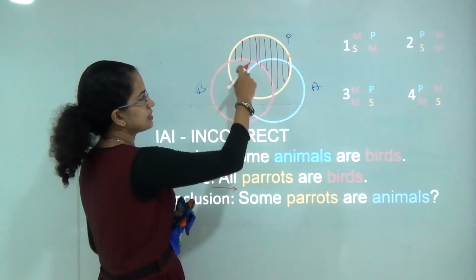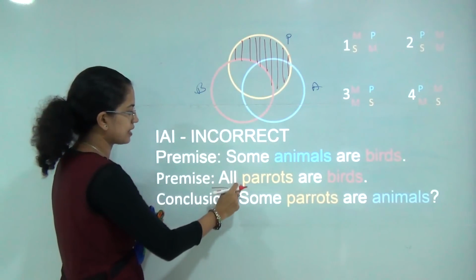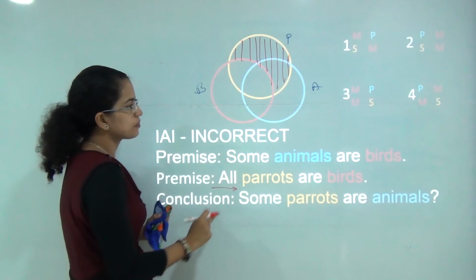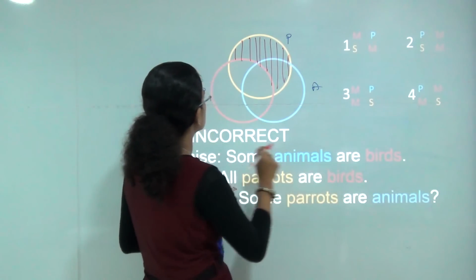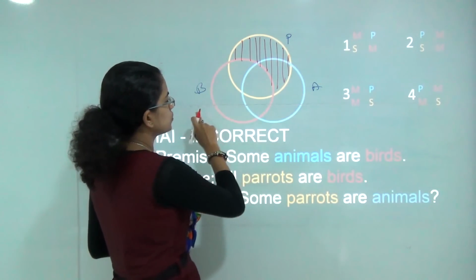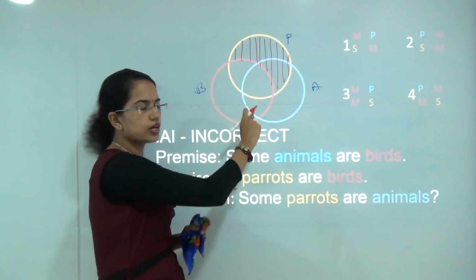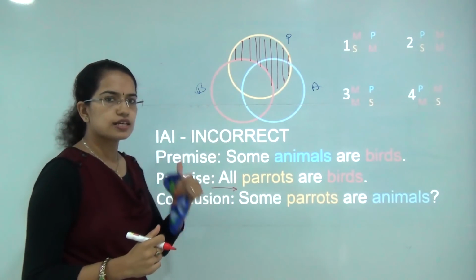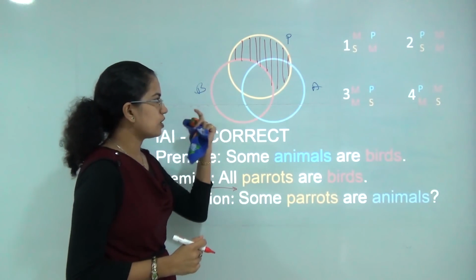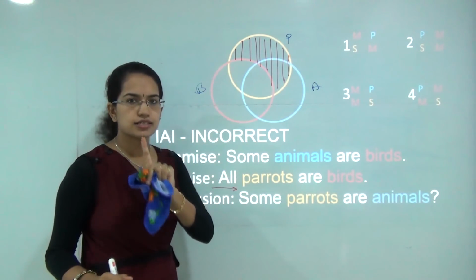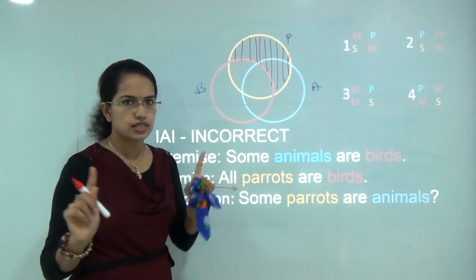So all the parrots would be birds. So that is the first premise that I have marked. Some animals are birds. So there are some animals which are birds. So this can be here or here, and we have already done it before. By that logic, where should I mark some? So some is marked with X, that's the first thing.